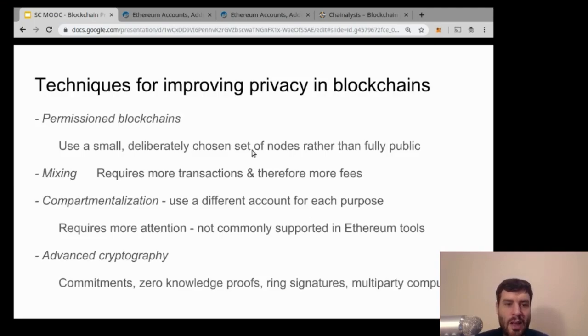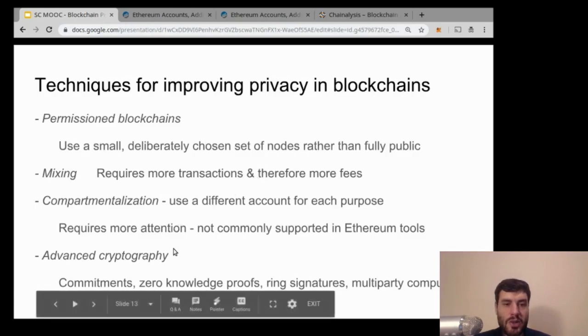I talked a little bit about the idea of compartmentalization, like you would use a different account for different purposes. This can be effective, but it's quite tricky, and again, it's not supported by default if you just use the MetaMask wallet in the obvious way. So it's something you could be aware of, but not something that's simple.